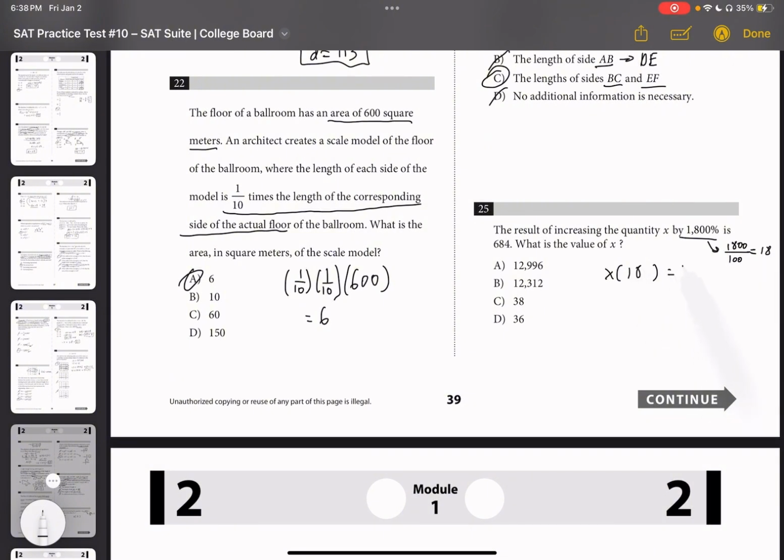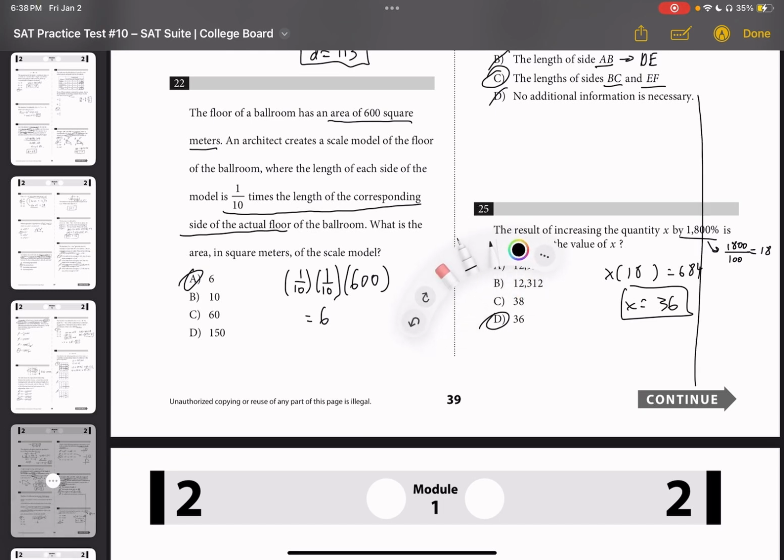So x times 18 is going to give us a value of 684. So if we're looking for the value of x, we divide 684 divided by 18. And we get 36, which is answer choice D. Two more questions.